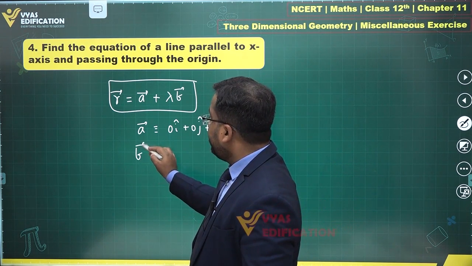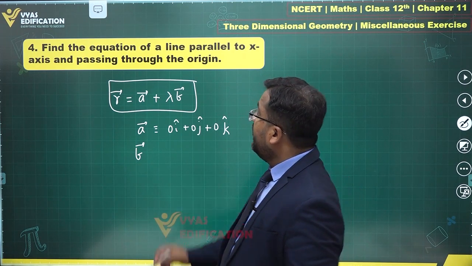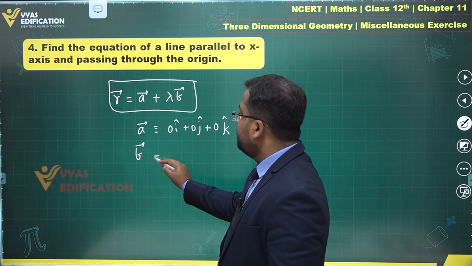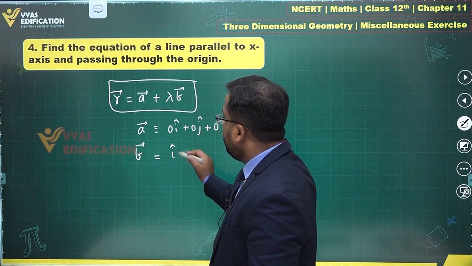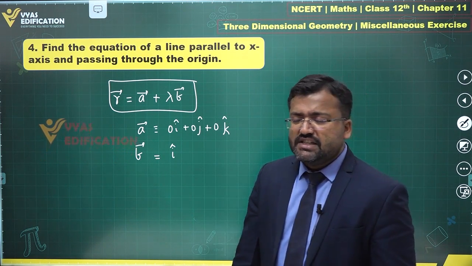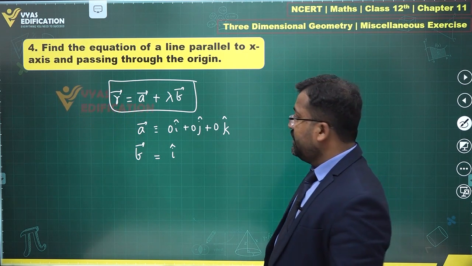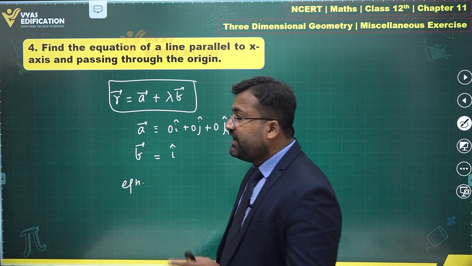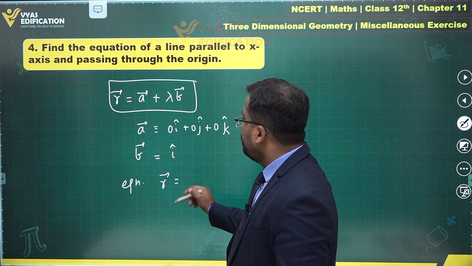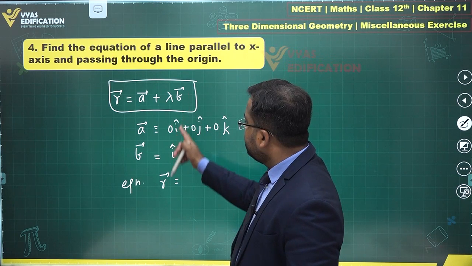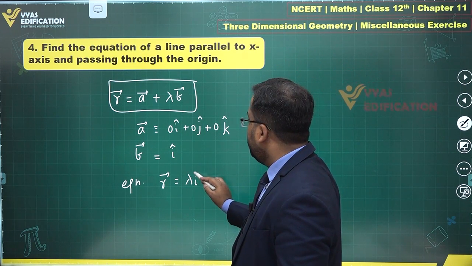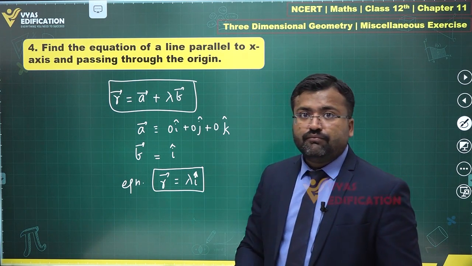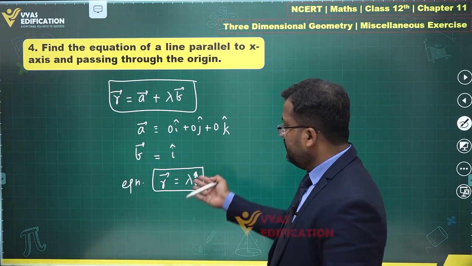And b vector is a vector along the line, and the question says the line is parallel to the x-axis. Since the line is parallel to the x-axis, this will only have the i cap component and no other component, right? The j cap component will be 0, the k cap component will be 0. That's what you'll have, right? So the equation in vector form will be r vector is equal to 0 plus lambda i cap. This is simply lambda i cap. This is what you'll have of a line parallel to the x-axis and passing through the origin.